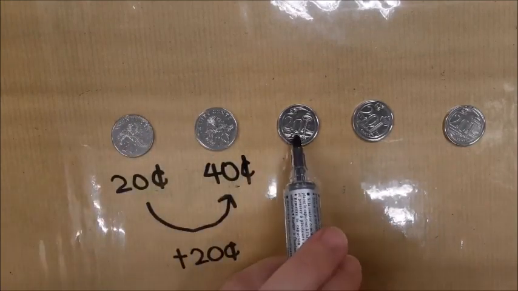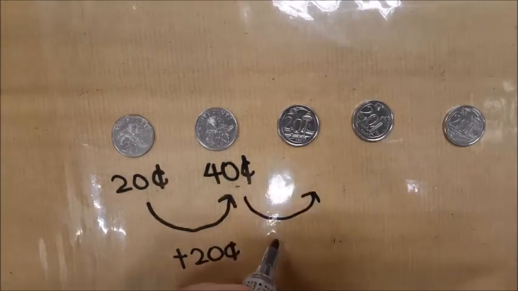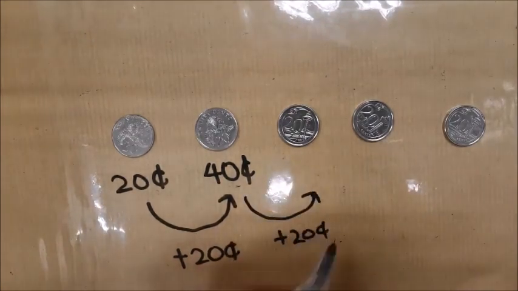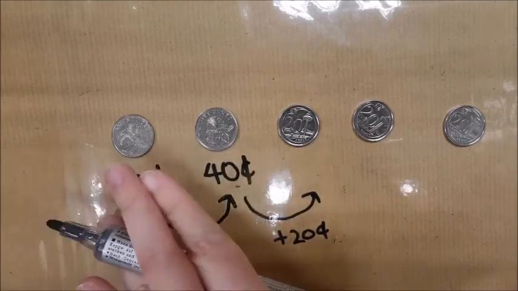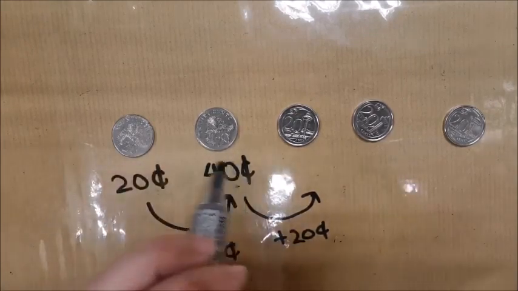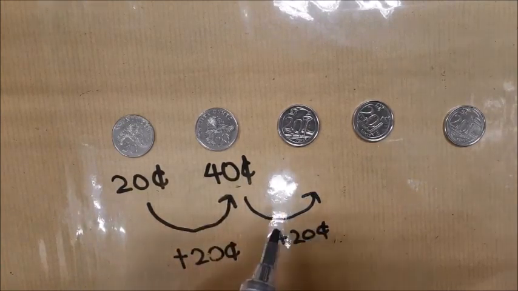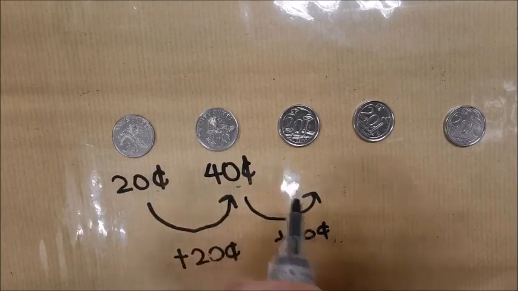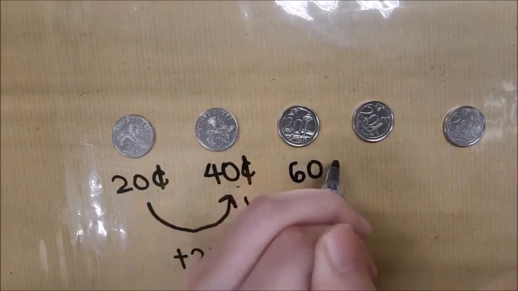Let's add the next coin. And the next coin is also 20 cents. So we draw an arrow and we say plus 20 cents. It's very important not to look at this, look at the total amount together now. And we will add it to this 20 cents over here. 40 plus 20 makes 60.